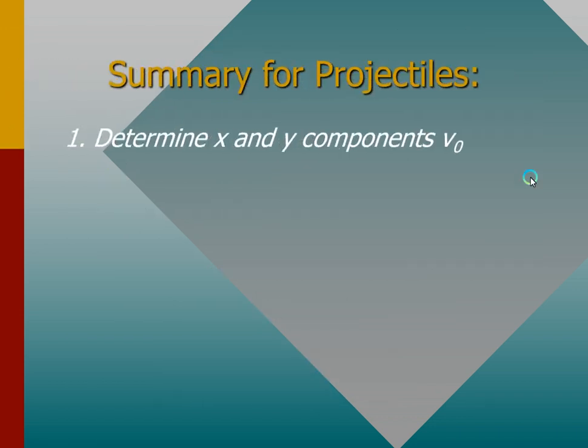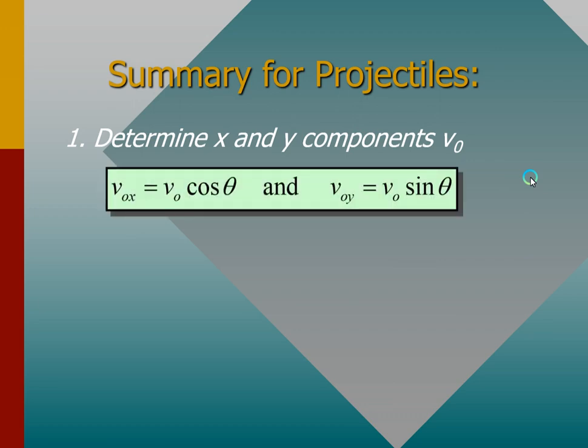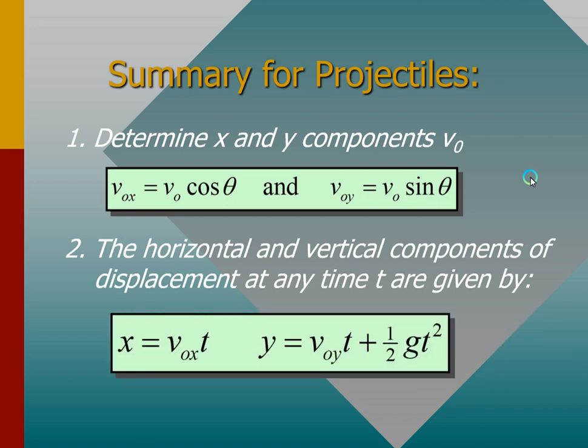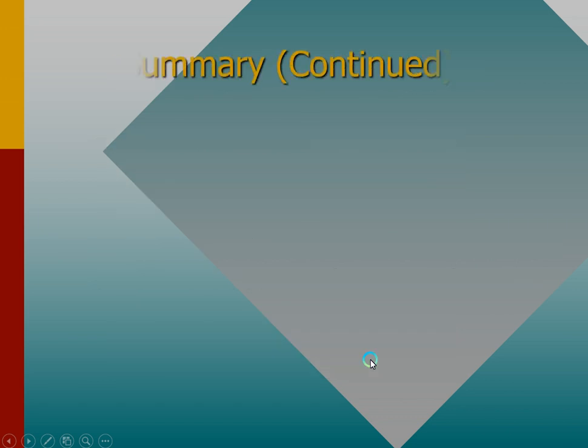I would just like to present a summary of projectile motion. Determine the x and y components, which is what we did in the examples. Next, the horizontal and vertical components of the displacement at time t are given by the equations. To get x, or our range, we only use the x component, so we just multiply. There is no y component, so this will be 0 for the x value. For y, we use the one affected by gravity: V0y t plus 1 half g t squared.